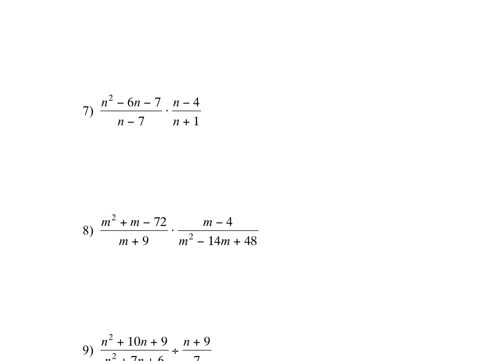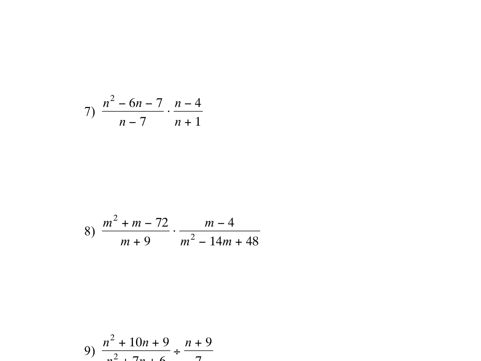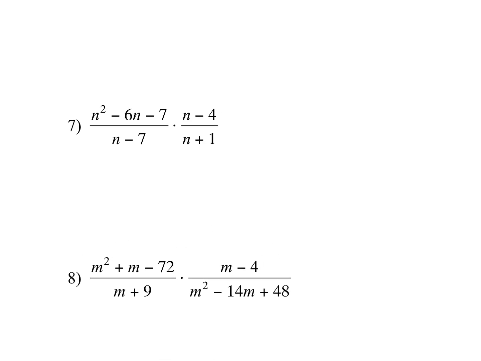So we have some more multiplying ones. I find that a lot of kids find these a little bit easier because we're kind of drilling factoring into your head. So hopefully you should notice that something like this is going to factor: n squared minus 6n minus 7. What multiplies to negative 7 and adds to negative 6 is going to be negative 7 and positive 1.